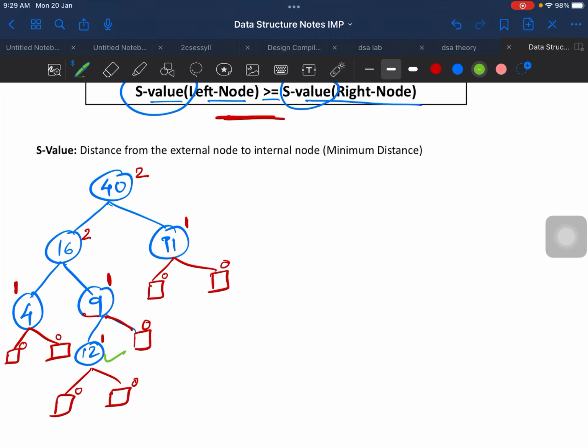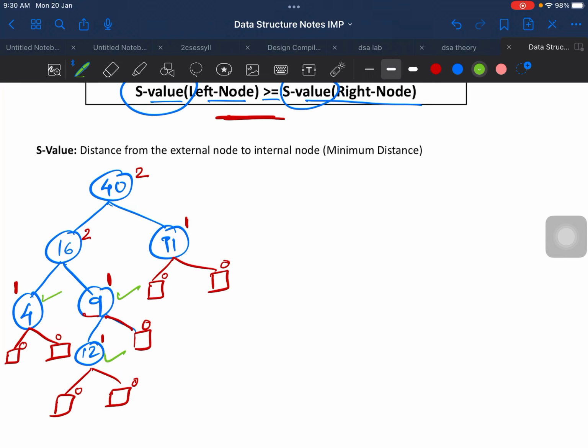S value of left node, S value of right node, 1 0. 1 is greater than or equal to 0. Okay, this is a valid node. Then come to 4. S value of left node, S value of right node, 0 0. 0 is greater than or equal to 0. So this is a valid node.